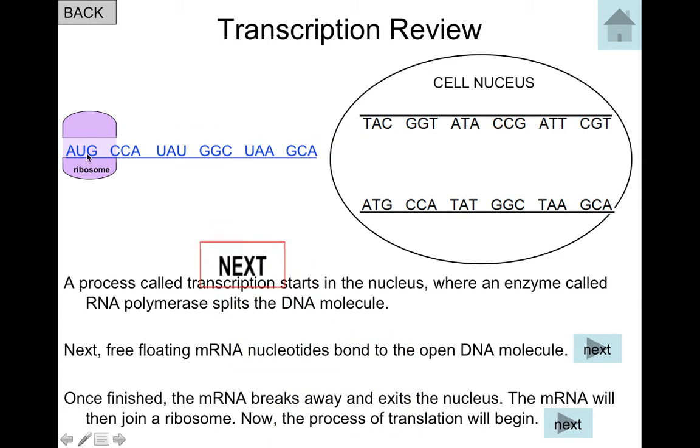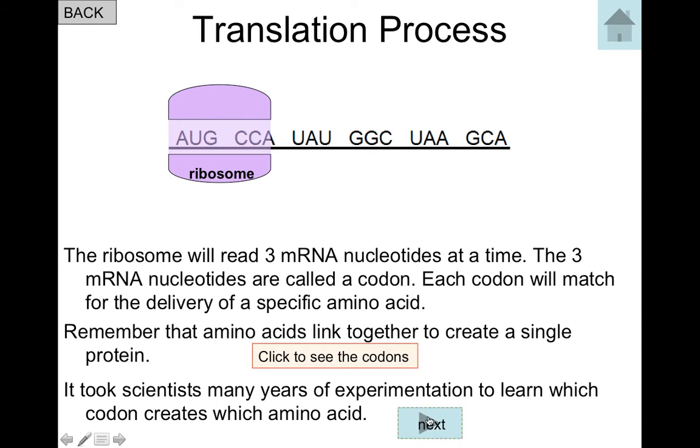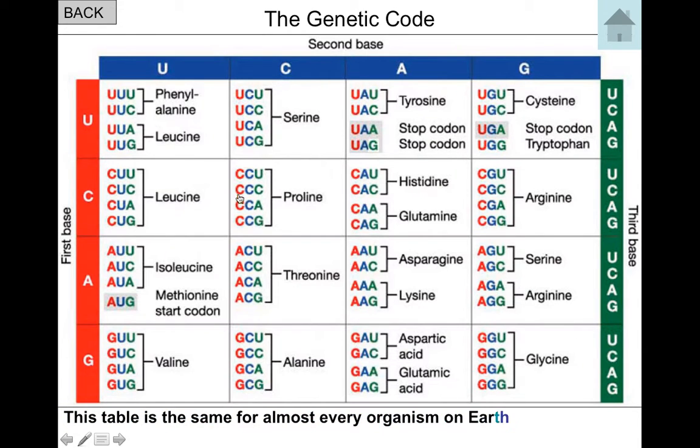Leaving the nucleus, going to the ribosomes. So the ribosome will read 3 messenger RNA nucleotides at a time, AUG, CCA, UAU, etc. 3 at a time, and it says, hey, let's look at the codons. Boom, boom, boom, boom. There where they all were. Then it gives you this codons chart.